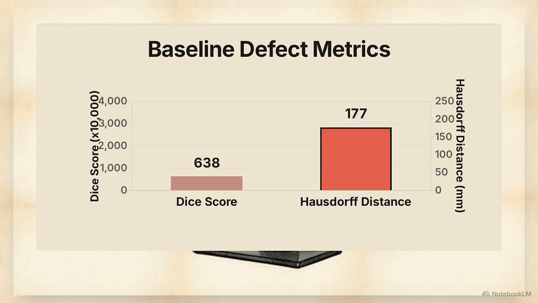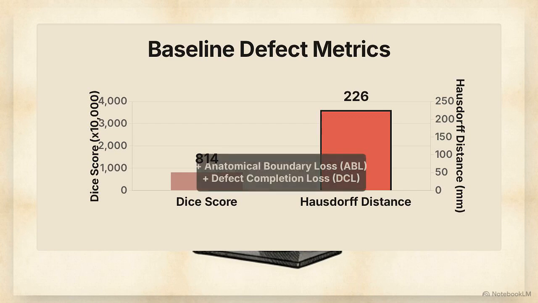This chart displays baseline performance for multi-bone defects. Standard training yields severe surface deviations, a Hausdorff distance over 200 millimeters. As anatomical boundary and defect completion losses are introduced, performance sharply improves. Boundary errors drop significantly, pulling the Hausdorff distance down rapidly. Under the full composite loss, the model hits its highest accuracy.